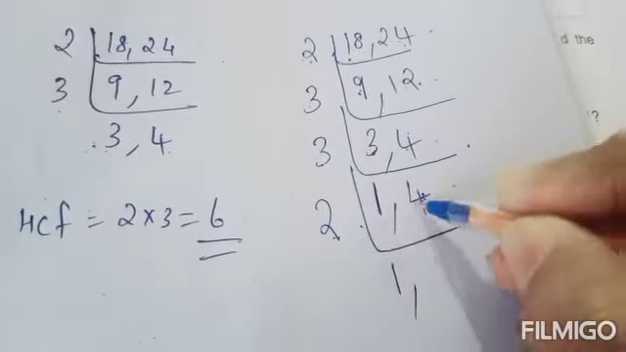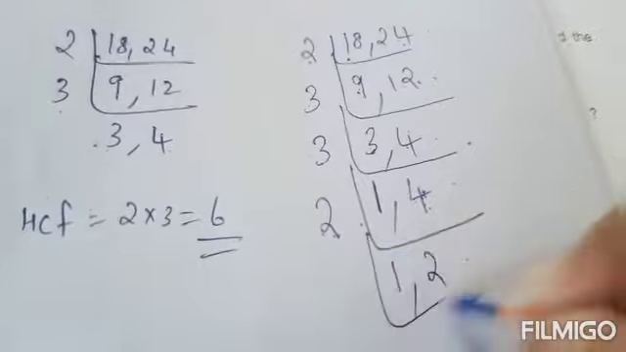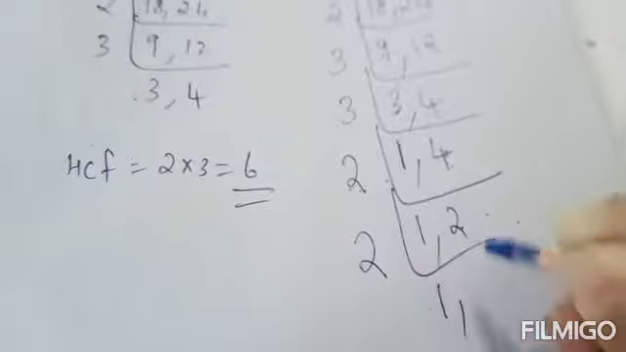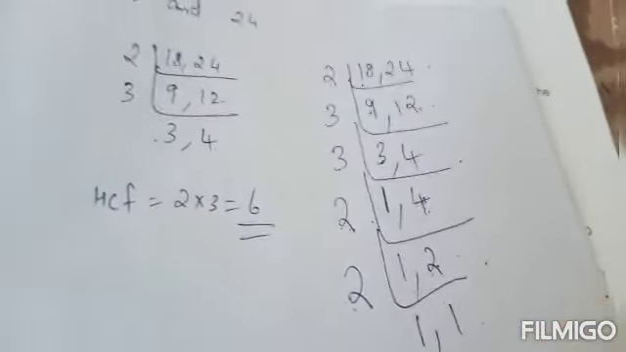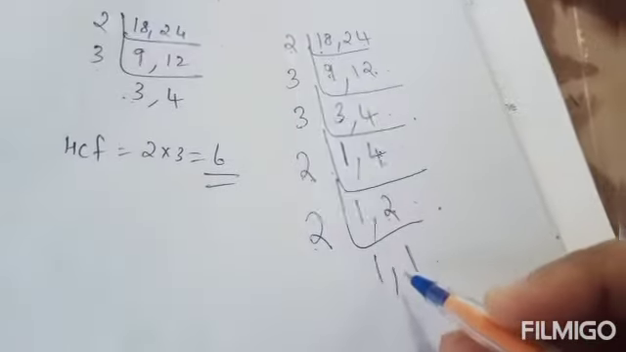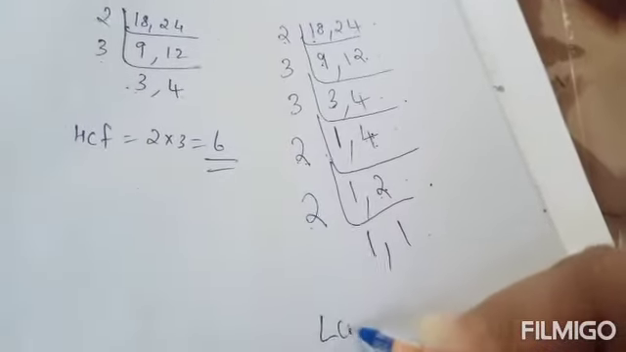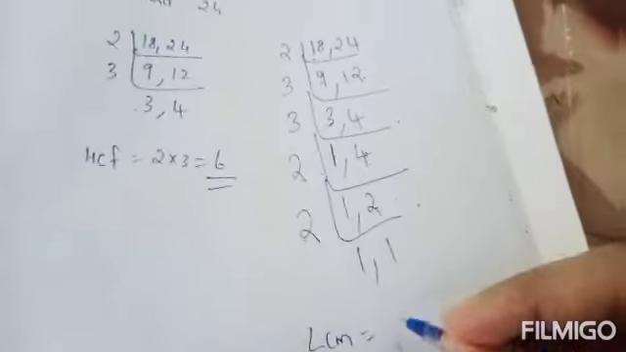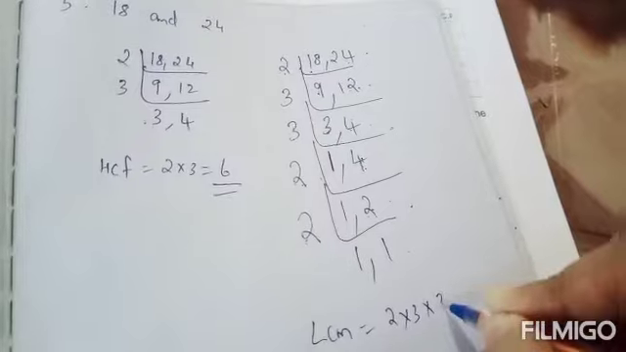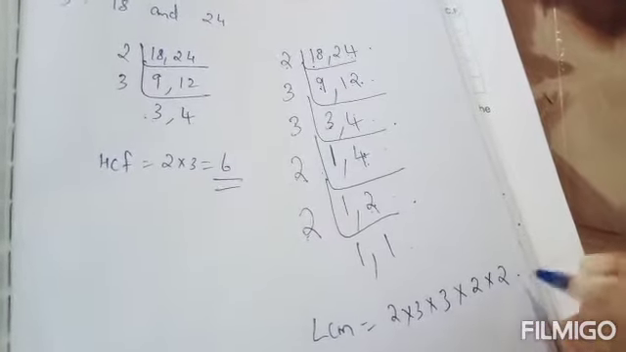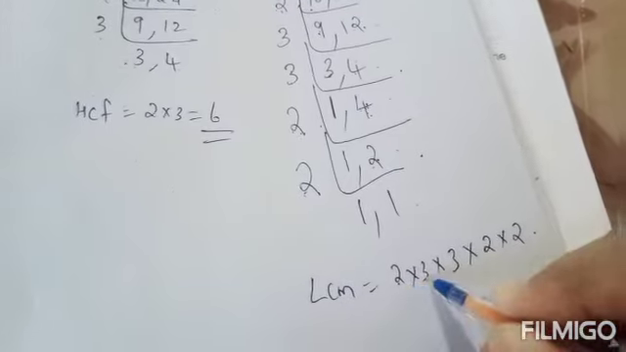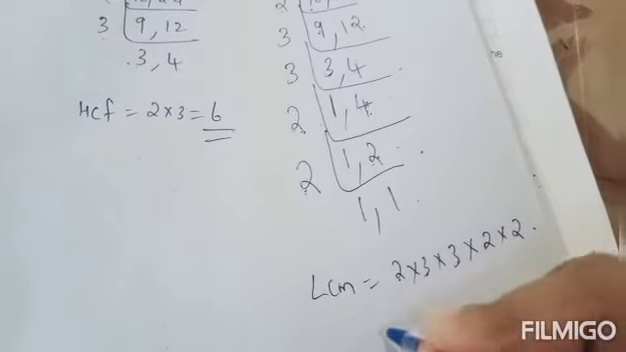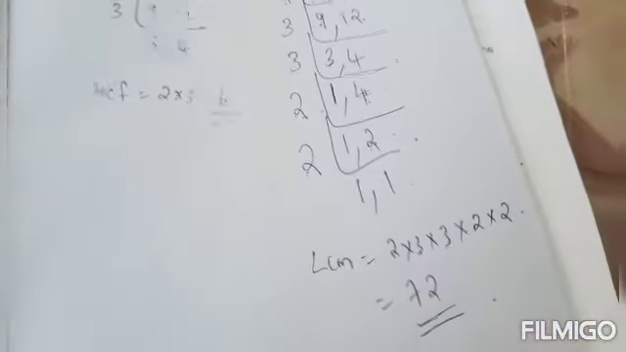So 4 divided by 2 is 2. Now 2 you can divide by 2 only. So 2 divided by 2, 1. So you got 1 here. You can stop here. Now what will be LCM? LCM equal to 2 into 3 into 3 into 2 into 2. You will get 2 into 3, 6. 6 into 3, 18. 18 into 2, 36. 36 into 2, 72 is the LCM.